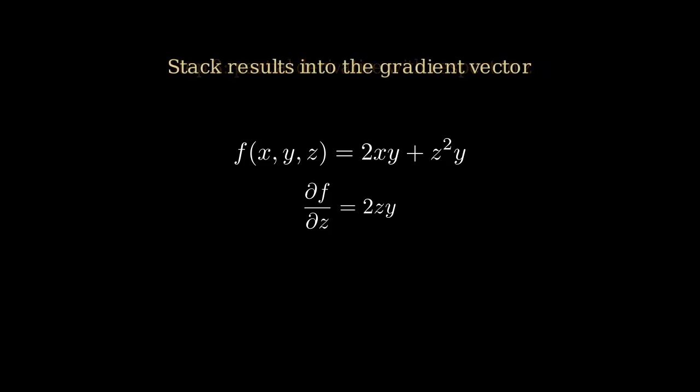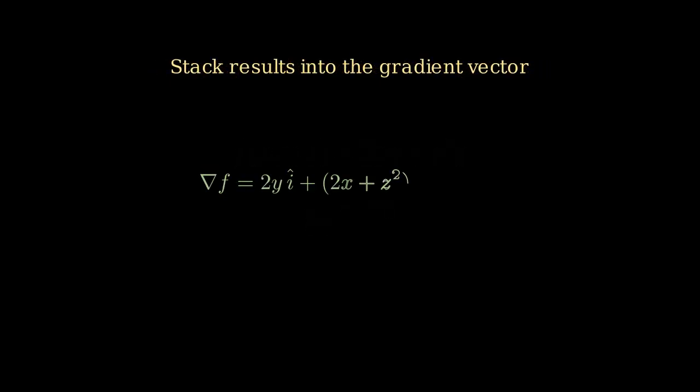Step 4. Stack the three results into one vector. The gradient of f equals 2y i hat plus the quantity 2x plus z squared j hat plus 2zy k hat. That's the final answer.